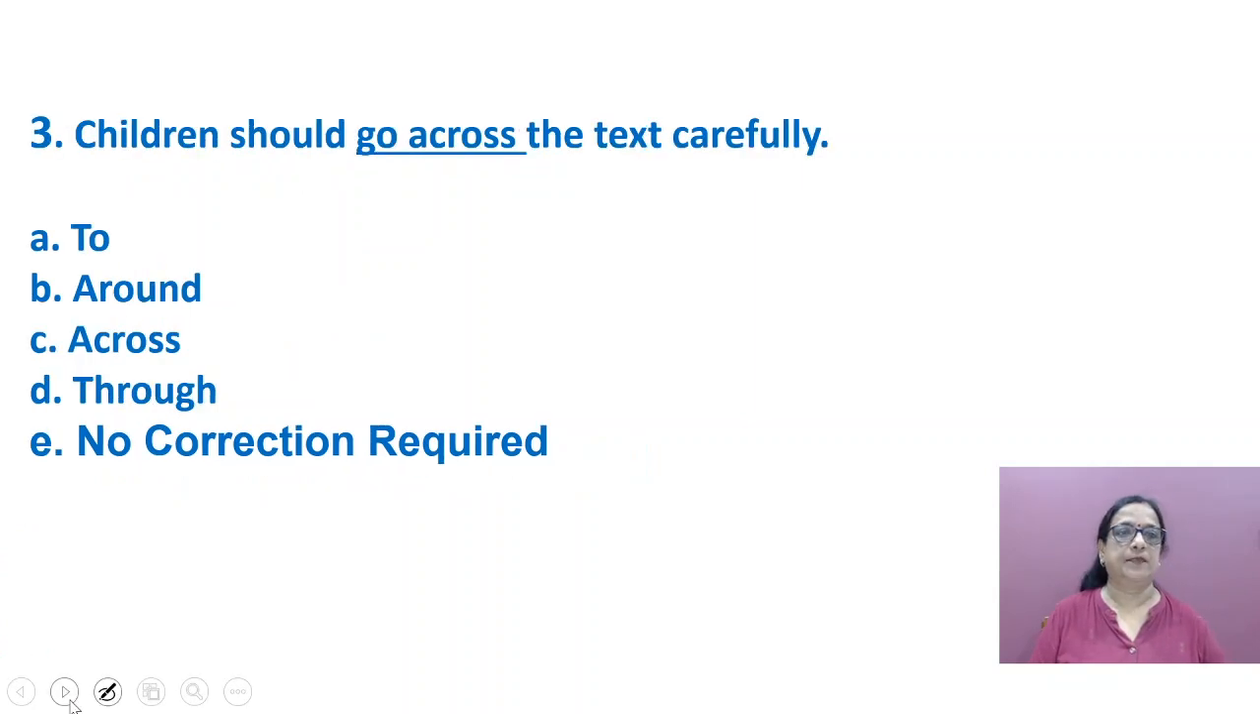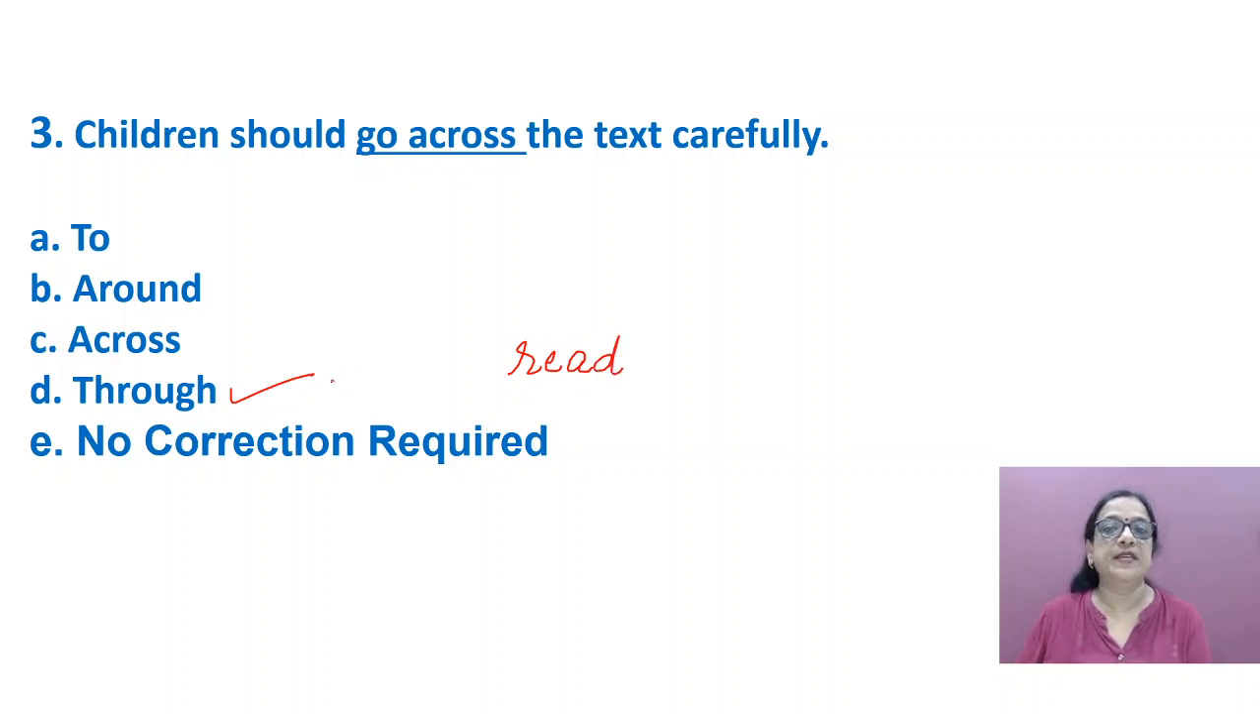Question number 3. Children should go across the text carefully. Now see the options: to, around, across, through, no correction required. The correct option will be, go across is not a correct option. So it will be go through. Go through the text means to read. Go through means children should read the text carefully. Okay, the next one.